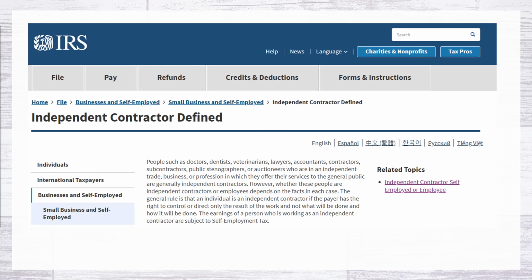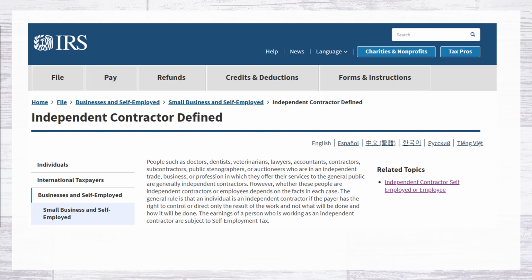People such as doctors, dentists, veterinarians, lawyers, accountants, contractors, subcontractors, public stenographers, or auctioneers who are in an independent trade, business, or profession in which they offer their services to the general public are generally independent contractors. However, whether these people are independent contractors or employees depends on the facts in each case.